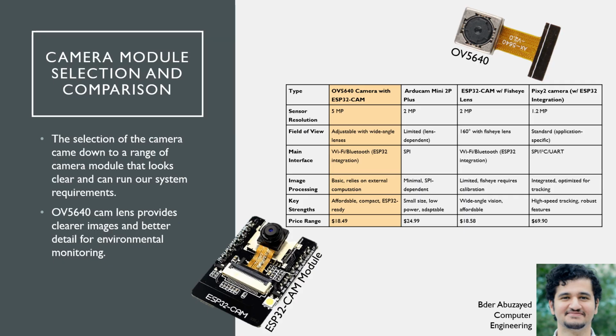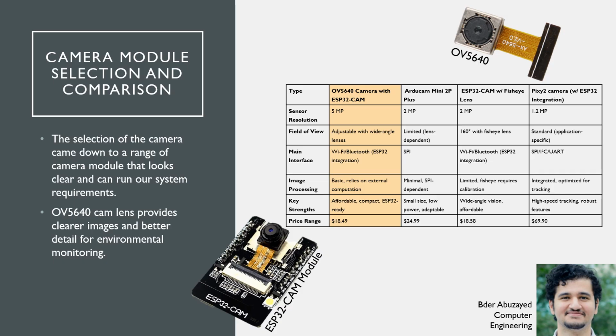The choice of our camera model narrowed down to the ESP32 cam, Hardware Cam Mini, and the Pixie 2 camera. Our reasoning for going with the ESP32 cam was the main interface that the ESP32 camera had, which included Wi-Fi and Bluetooth integration within the ESP32 board, given that we're also using the ESP32 as our main microcontroller of the board.